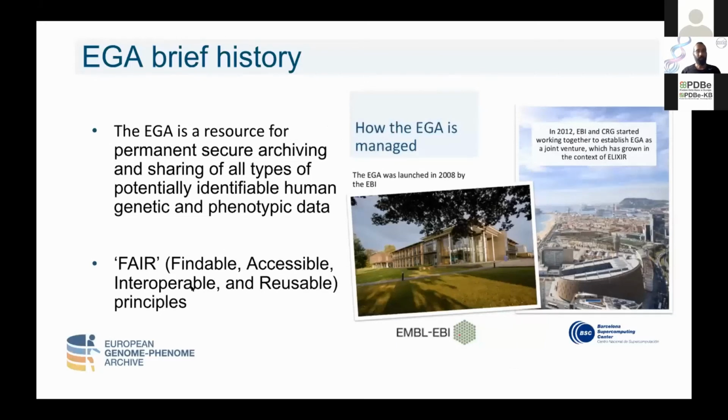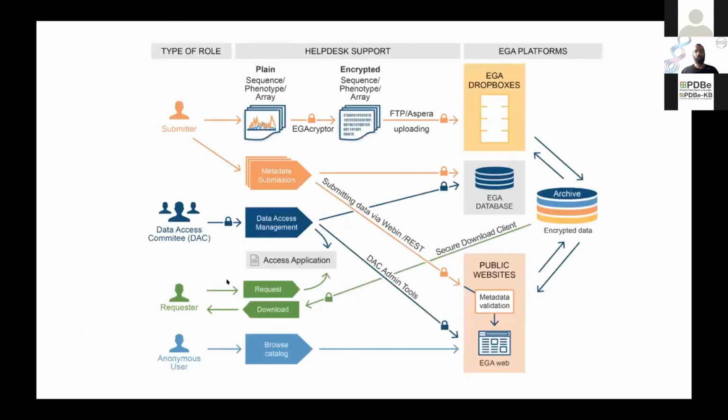Okay, so about EGA, European Genome Phenome Archive, very brief history: it is a resource for permanent secure archiving and sharing of all types of potentially identifiable human genetic and phenotypic data. It was launched in 2008 by the EBI, and in 2012, EBI and CRG joined efforts to collaborate on the central EGA portals. And of course, data fairness is taken into account for sensitive data.